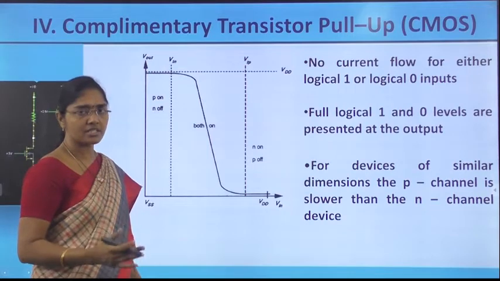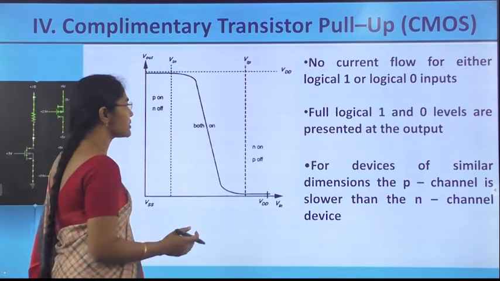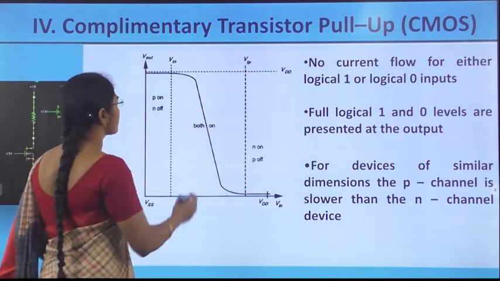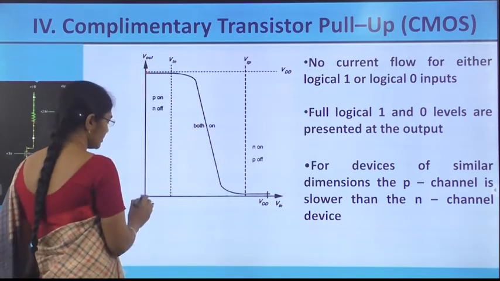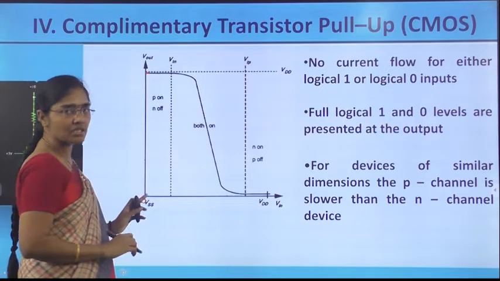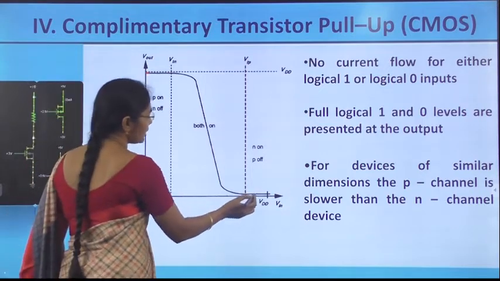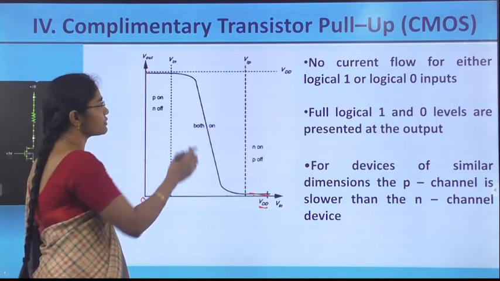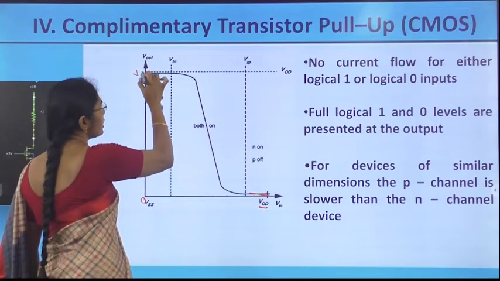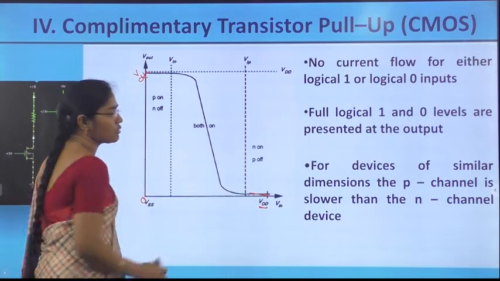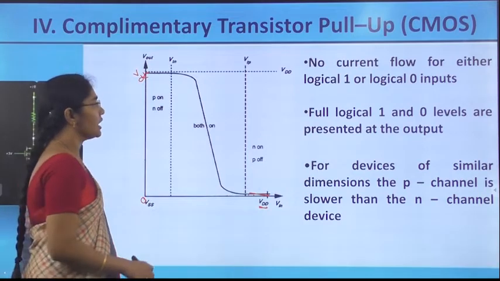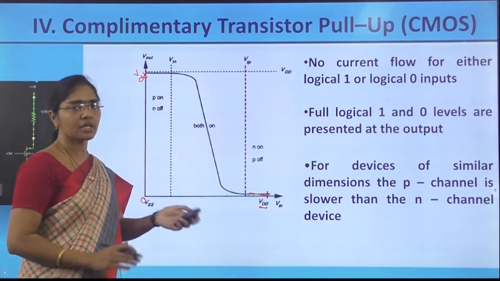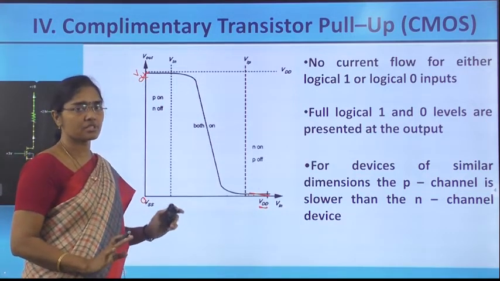Let's see its characteristics, as a graphical representation of outputs, and about power dissipation. VDD is the output when Vin is equal to 0, and when Vin is equal to VDD, the output is equal to 0. So, the characteristics have a full output of VDD and 0 value. And since there is an absence of a static path, static power dissipation is 0.